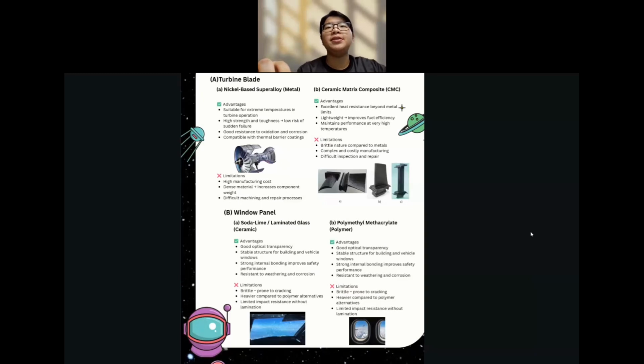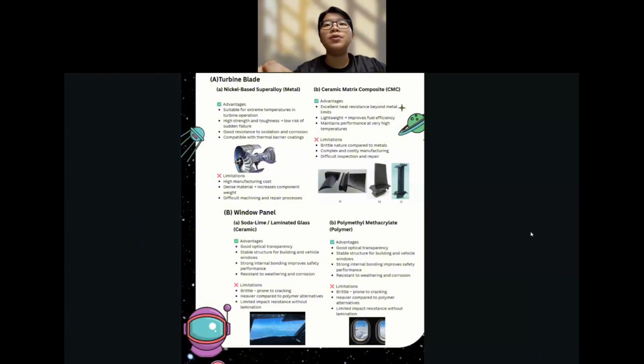Good day, everyone. Today, I will briefly explain the pros and cons of materials used in turbine blades and window panels. First, for turbine blades, the nickel-based superalloy is widely used. Its main advantage is its ability to withstand extremely high temperatures, which is essential for jet engine operations.